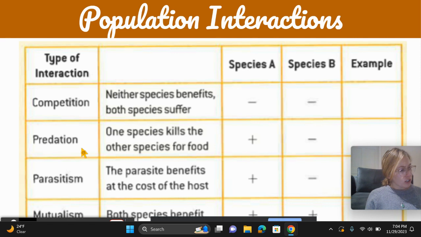Second little interaction here, this is in order. Predation. One species kills the other species for food. Species A, if we're calling these two different species, right? Species A would benefit. Species B is getting eaten. So that's not great. Examples, a wild number of examples you could come up with. So go ahead and get some of those down.